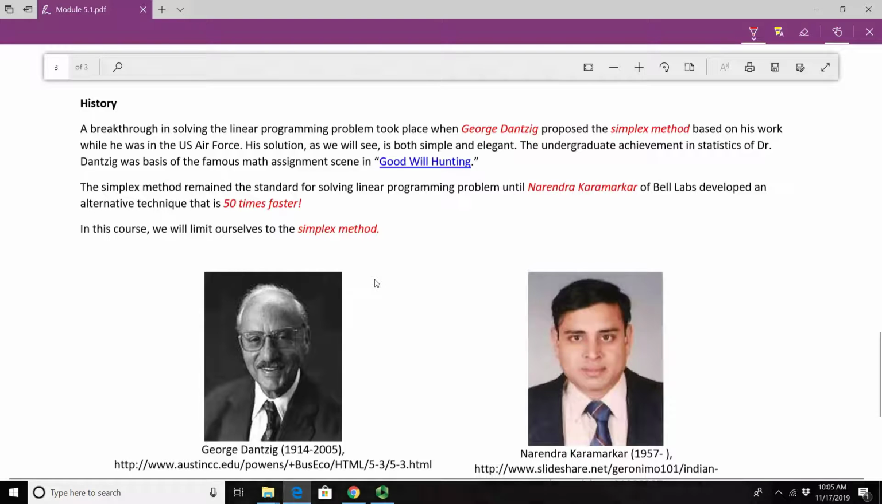So from the Second World War, the simplex method ruled linear programming till Narendra Karmarkar from Bell Labs proposed a different solution. It was 50 times faster. And this will be covered in chapter 4 of your textbook, but we are not covering it because of the limited time. We are just focusing on the simplex method, as we'll see in the next module. And here is Professor Karmarkar. I don't think actually he's a professor, he just went to industry.